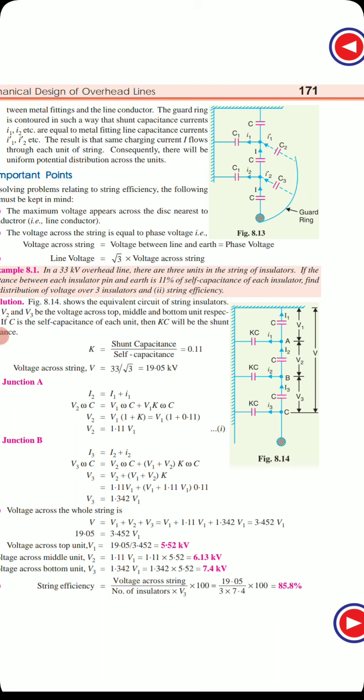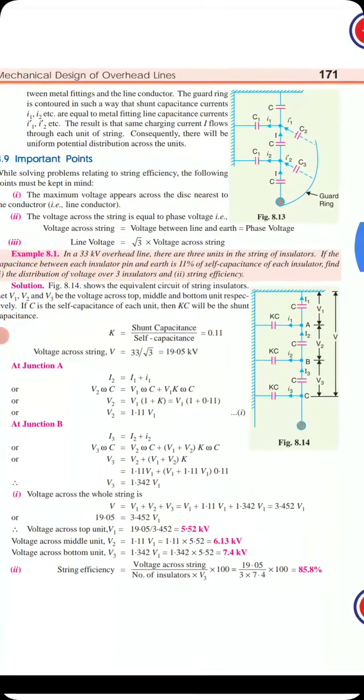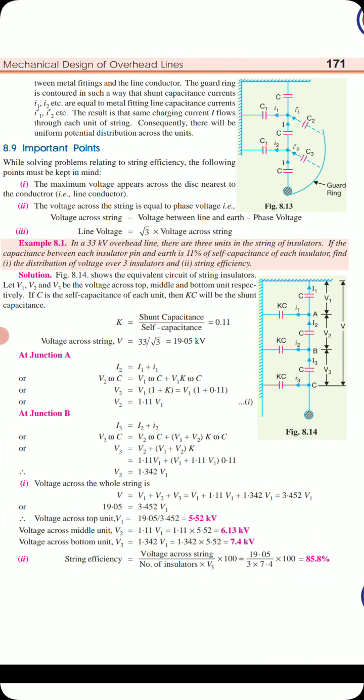All are the same, no grading of insulators, so all the capacitors have the value C and the shunt capacitance is Kc. It is given as 11%, so K, the shunt capacitance by self capacitance, is equal to 0.11. The voltage across the string is taken as phase voltage, because 33 kV is the line voltage, divided by root 3, which gives you 19.05 kV. At junction A, applying KCL, I2 is equal to I1 plus I1 dash. You are seeing the same equations as in the string efficiency derivation.